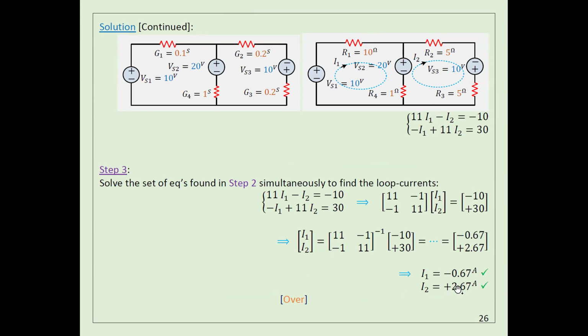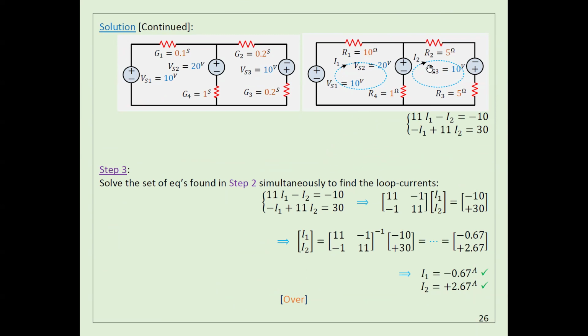Yeah, so after I solved the two equations, I found that I1 is negative 0.67, I2 is positive 2.67. So what does this mean? It means what positive and negative actually mean here. It means I2 going this way is correct, but in reality, I1 has to be on the other side here.